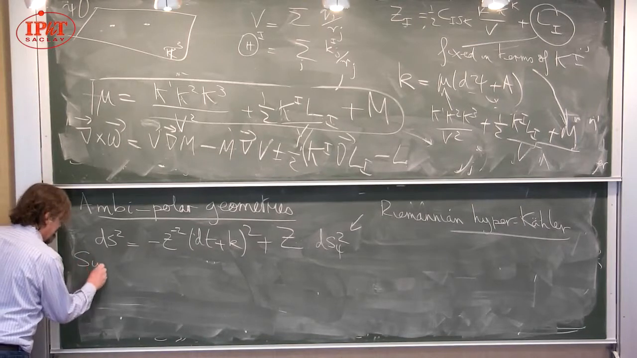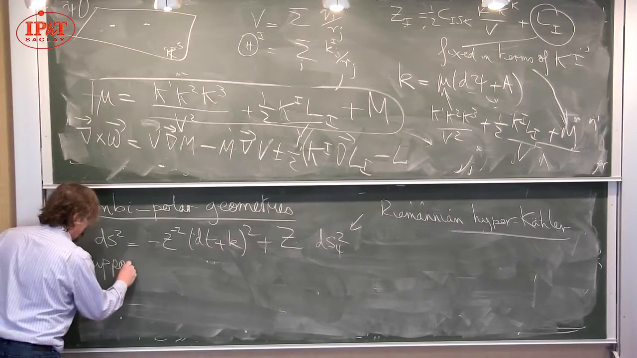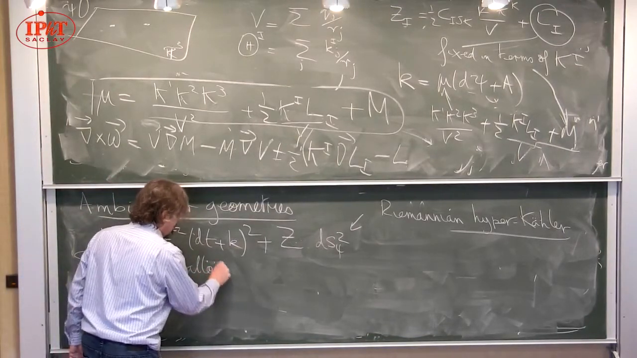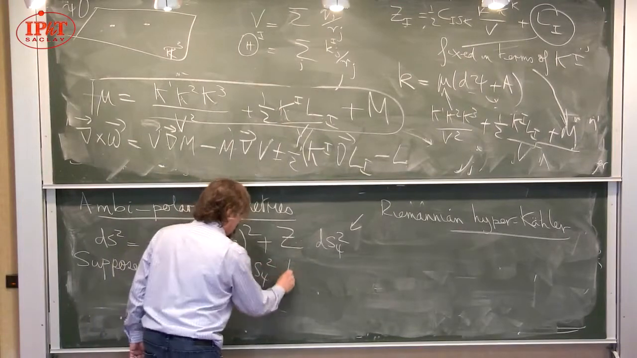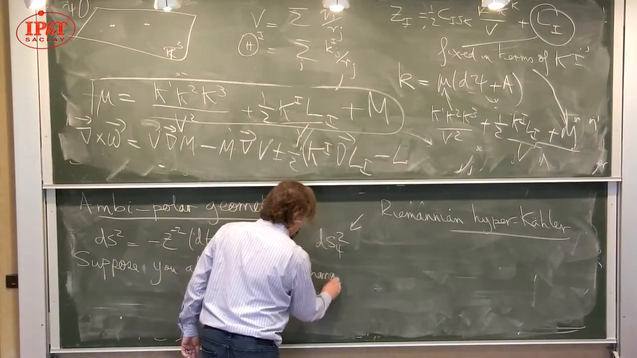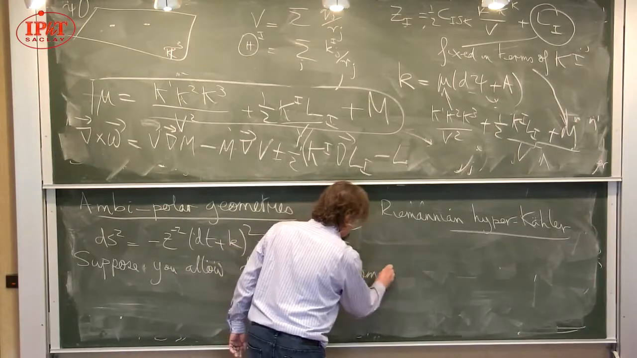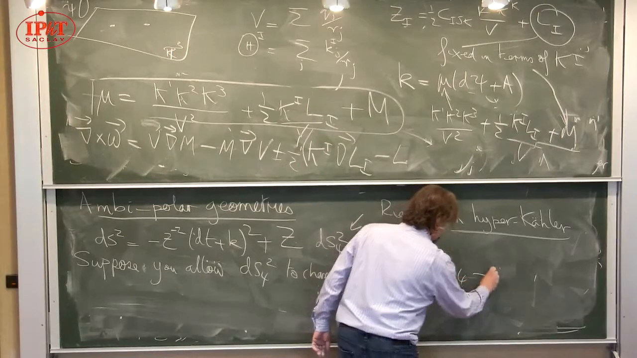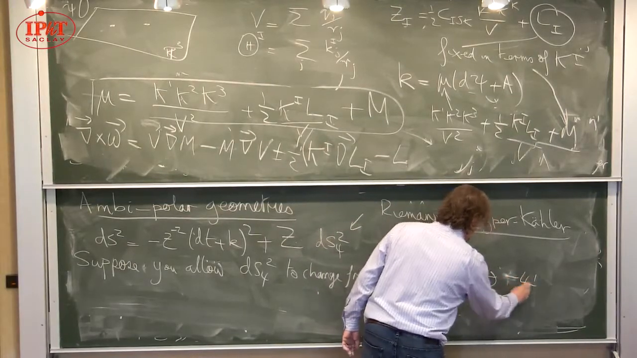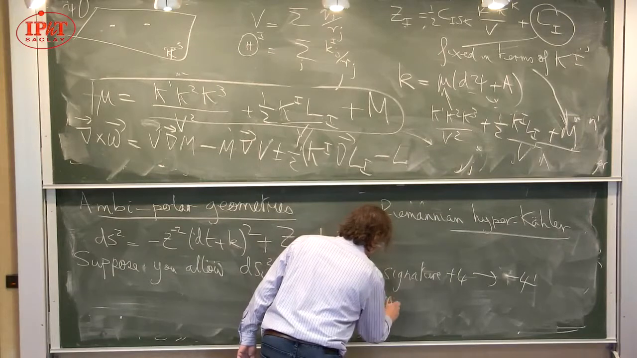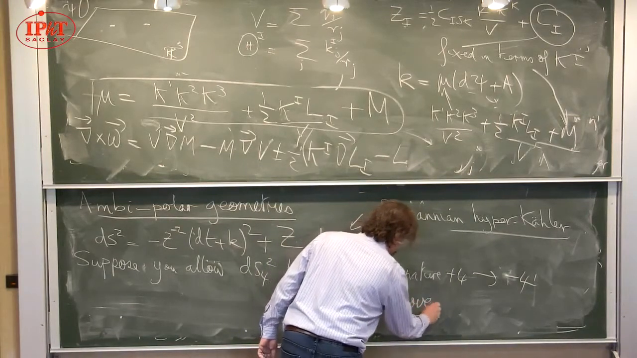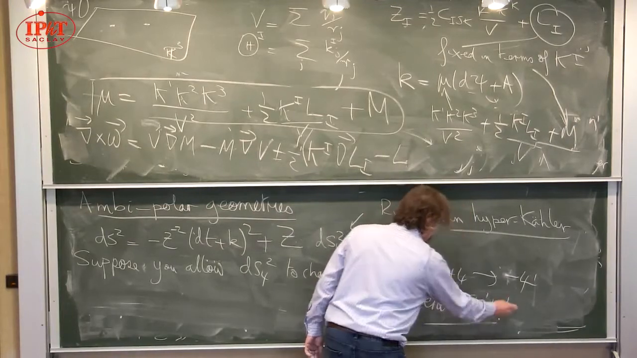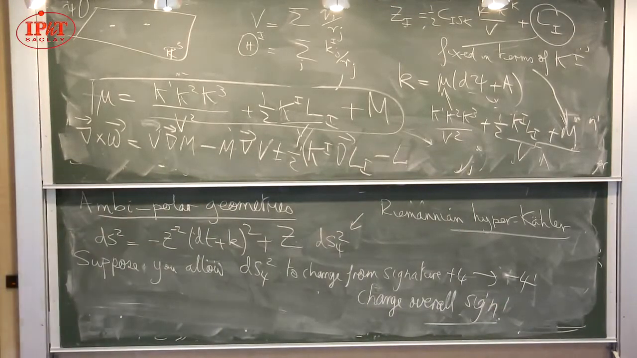Suppose you allow something bizarre: ds4 squared to change from signature +4 to -4, which means you allow it to change sign overall. In other words, you don't require it to be positive definite.